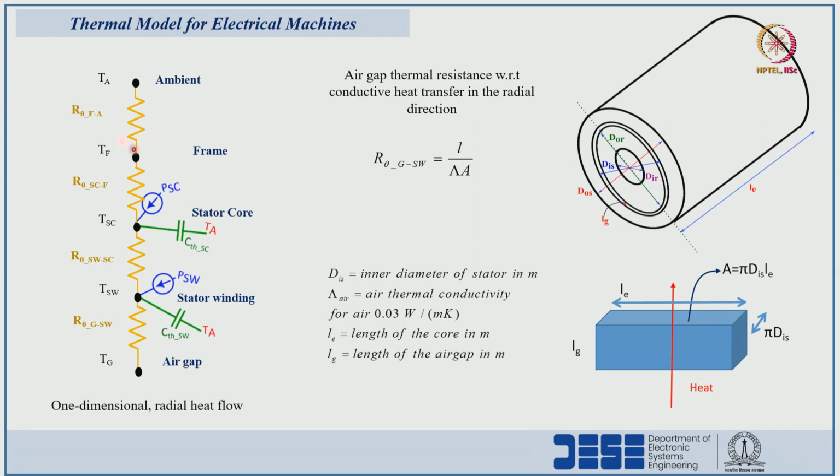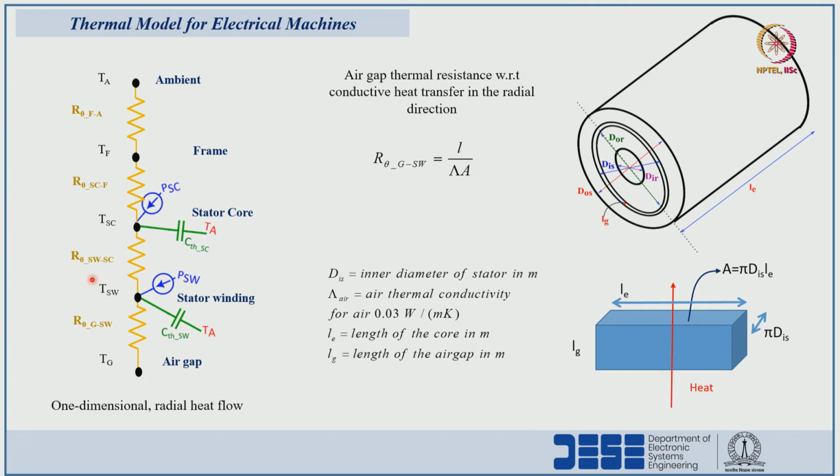Now, we have to analyze the thermal resistance between the different nodes. First I will start from this point, that is the air gap thermal node. The thermal resistance offered by the air gap for the heat flow we will calculate. So, consider the conductive type of heat transfer in the radial direction. From bottom to top, heat is flowing, depending upon the temperature.